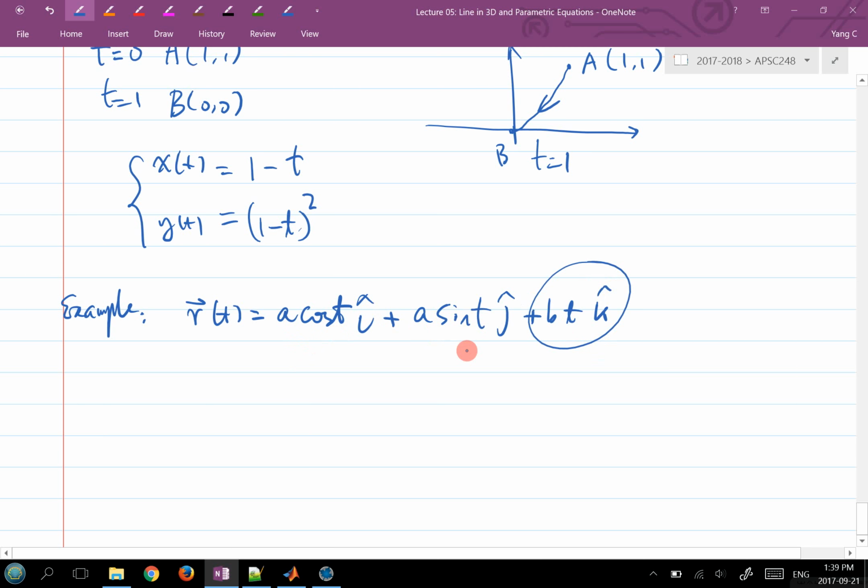And what is the z component now? It's bt, right? Basically, if you only consider the z of t, you start at z equal to 0, and when t keeps increasing, then the z keeps going up, right? So now you think about it. You have an x and y, and you have a z. The x, y always going around and around, but in the z, every time it'll keep going up.